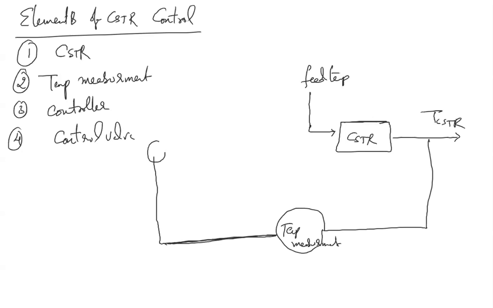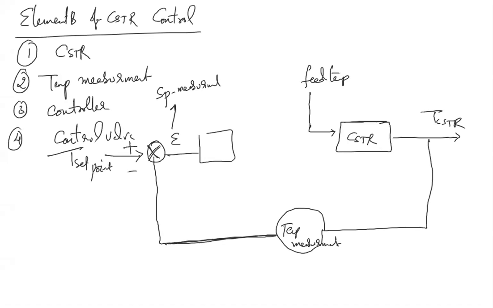This will go to a comparator here, where you have a temperature set point. This is a plus minus. The generated signal is the error. What is error? Set point minus measurement. This error will go to the controller. What does the controller do? The controller accordingly will give a signal to the control valve, so the control valve will release the flow.